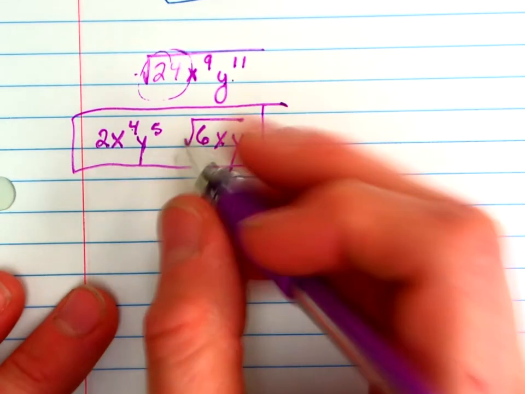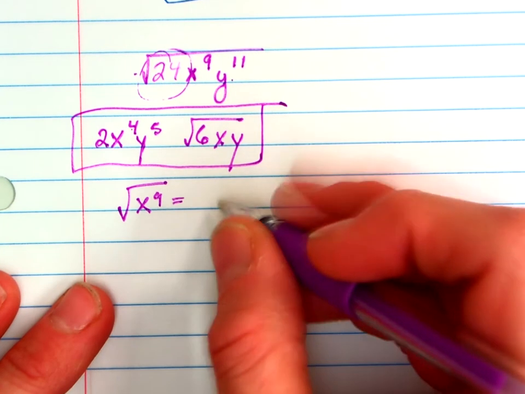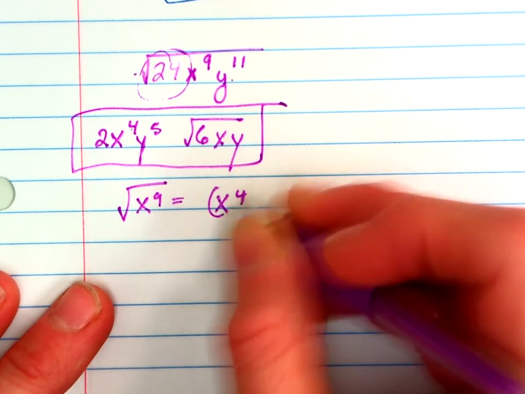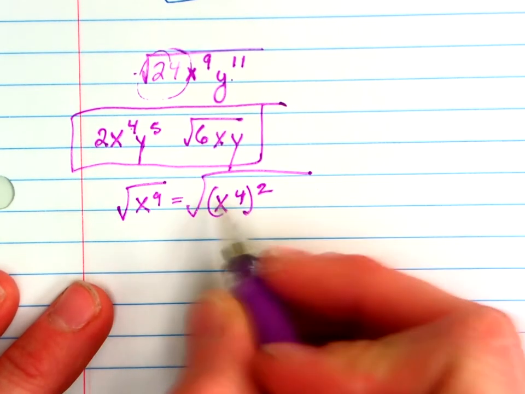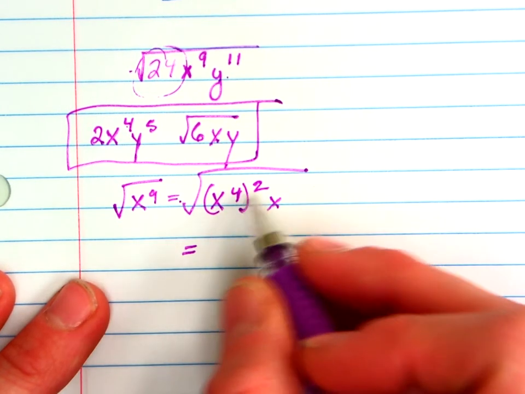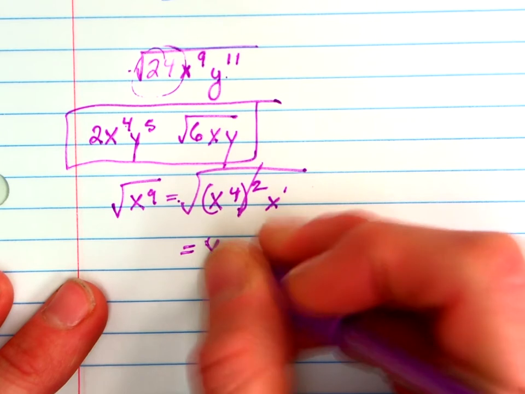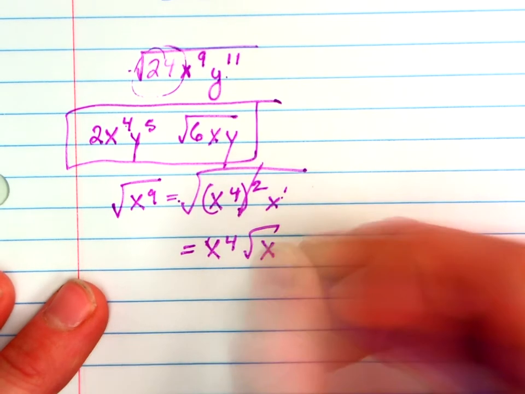Let's take a closer look at that just to make sure that you're understanding. X to the 9th, we would basically have x to the 4th squared. That's going to get me to 8, and then I have 1 more. So that's going to be x to the 8th times 1. That gives me x to the 9th. This becomes x to the 4th, and I have 1 x left on the inside.